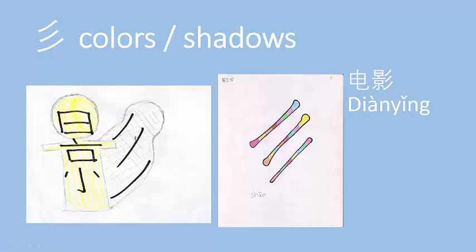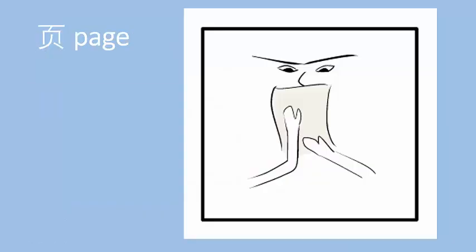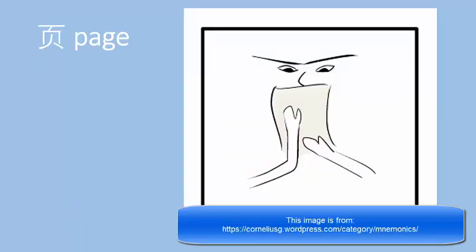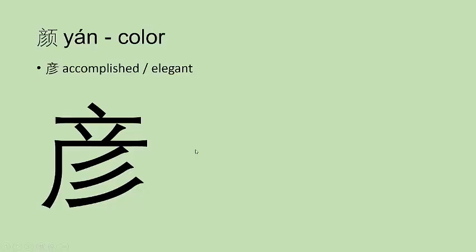Here my student illustrated it as a shadow, and here a student illustrated it as colors. It means shadows. We've seen it before in the character 电影, electric shadows, or movie. We're also going to see the page radical. Here it's been illustrated as someone looking at a page, and the two arms are the two little legs at the bottom. The page radical.